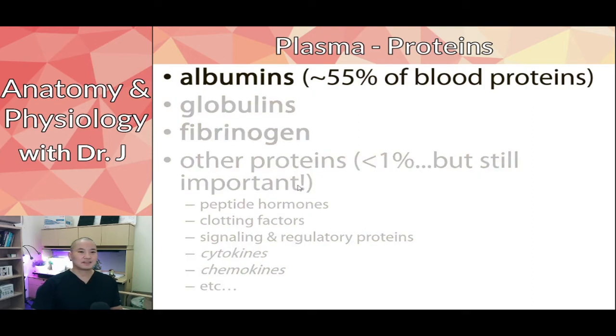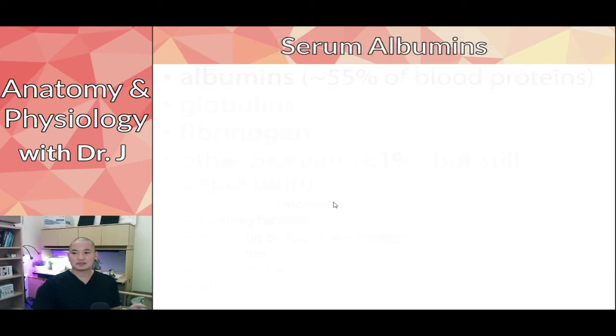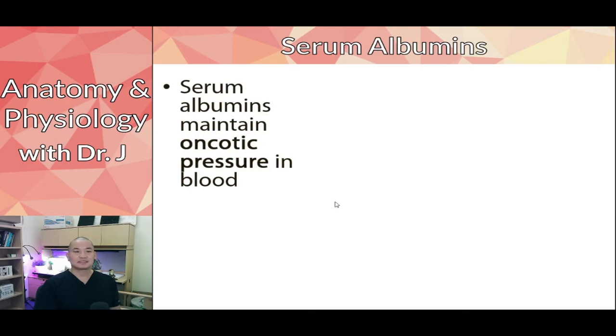So what are albumins and why are they important? And why do you make so many of them? They maintain something called oncotic pressure in blood. And when we talk about blood pressure, you do need to know about these albumins. I think they will possibly be on exam 1 and exam 2.